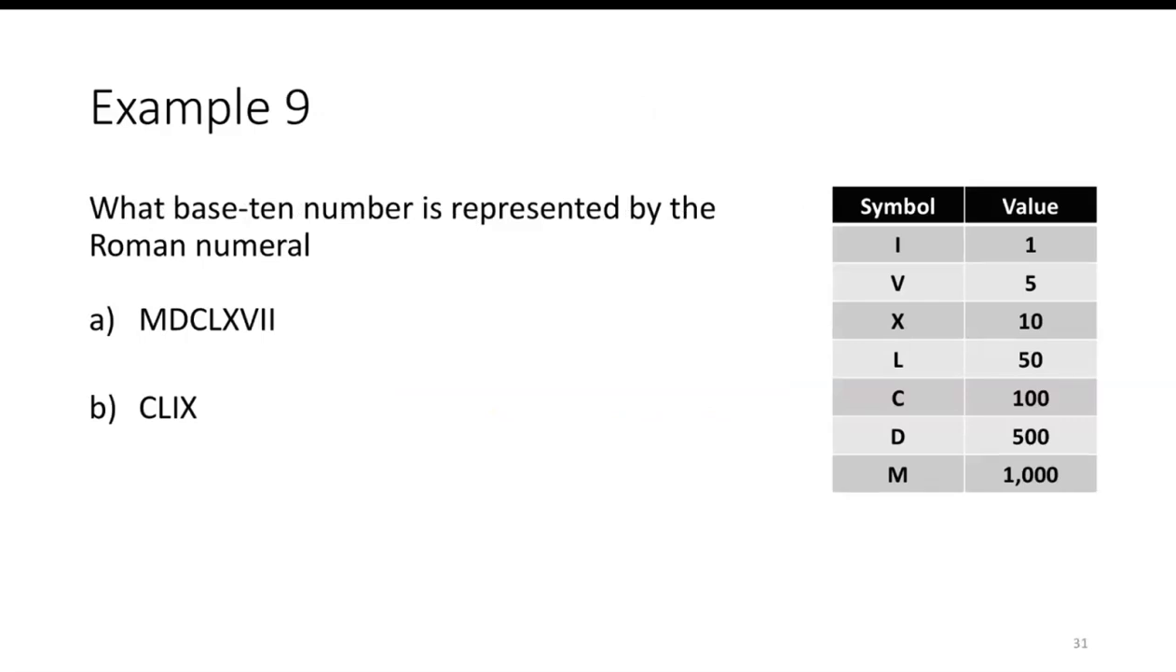So what base 10 number is represented by the Roman numeral MDC LXVII? Well, I start off, M is 1000. And then DC would be 500 plus 100, so that's 600. LX, it's 50 and 10 to the right, so that is going to be 60. And then VII is 5 and 2, 1, so 7. So that's 1667.